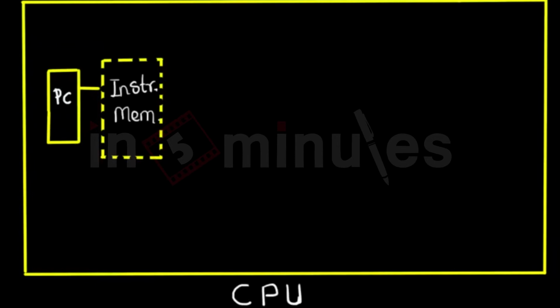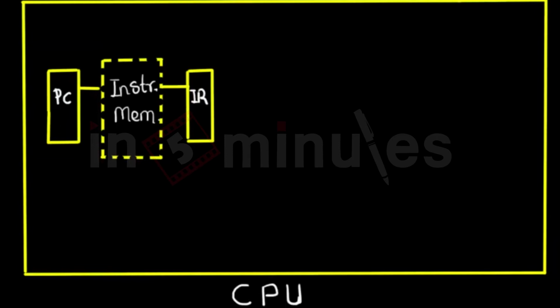Now, when the instruction is fetched from the instruction memory, we have different steps that are to be performed during the instruction execution. So during this time, this instruction needs to be stored somewhere. So it is stored in the register called the instruction register or IR. So this is the second register we are going to see here.